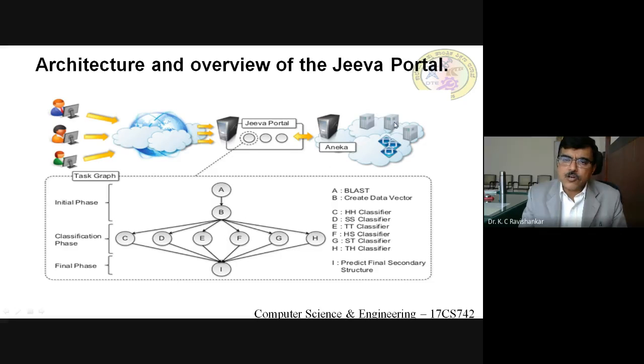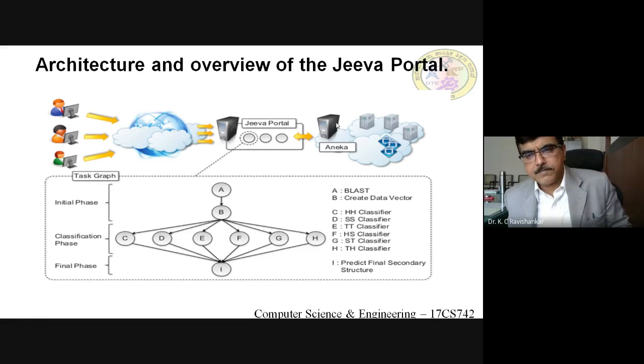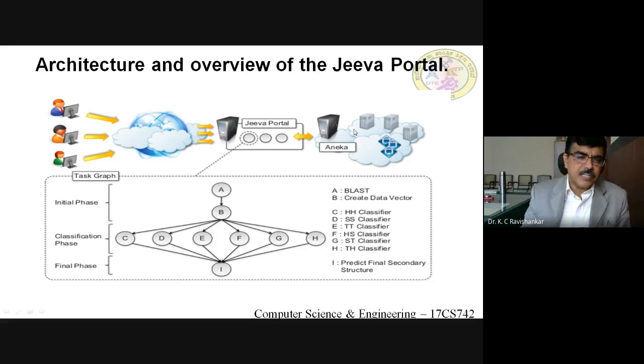Aneka cloud has various computing services and computing devices where they can easily execute whatever services are to be executed. All these services can be executed by this Aneka computing facility. So here that one task is shown like this: initial phase, then classification phase, and final phase. So you can easily understand the facility given here through Aneka.